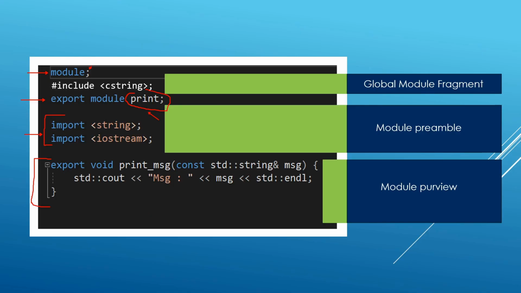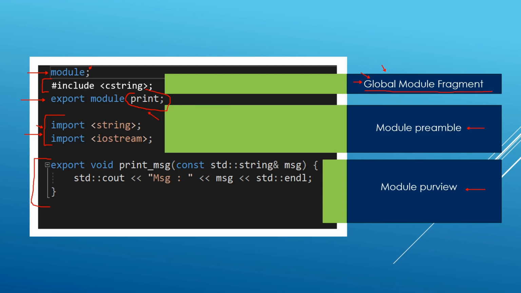So a module file has three parts. The global module fragment is what is between the "module;" line and the module declaration. In the global module fragment, you will have your includes, and yes, it is still possible to use the old header-based includes like we do here if the header doesn't already support being imported, and I will show you a few examples of this. But now what I want you to focus on is the three parts that make up your module file: a global module fragment, the module preamble, and the module purview.